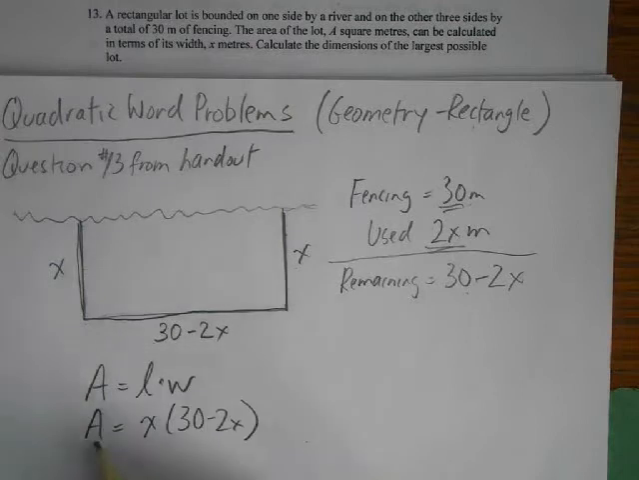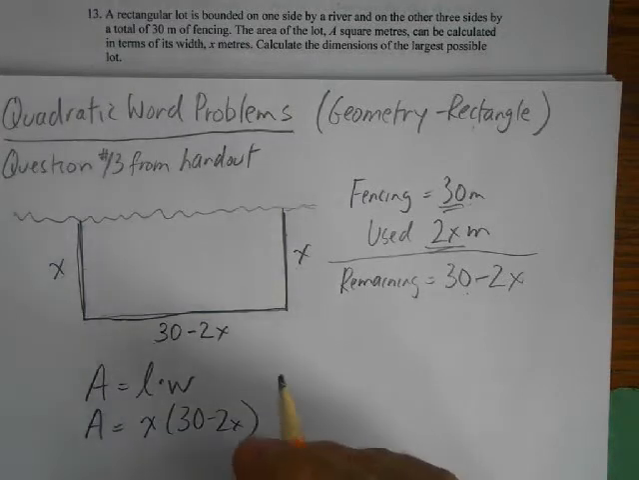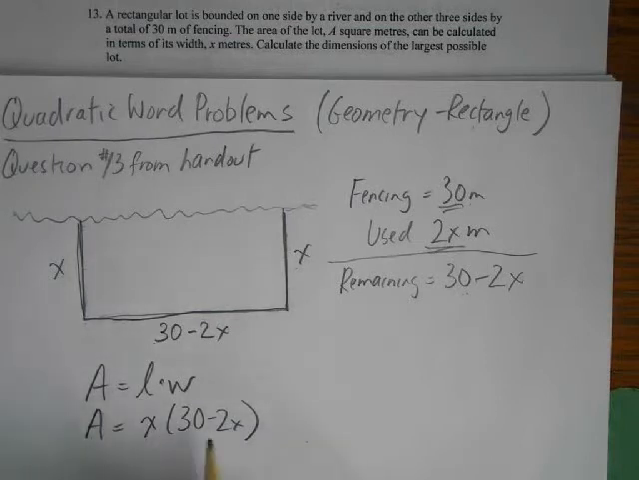Okay, so where do we go from here? Because I'm trying to find the largest area, I don't really know x. That's what we're trying to find. So I can't solve this because I've got two variables.